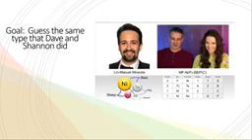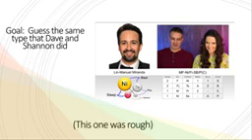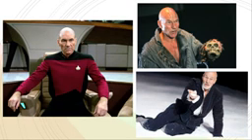The goal of the game is to get the same type that Dave and Shannon did, and this was a tough one, because Patrick Stewart is a really complicated person. He was originally a Shakespearian actor who got picked up and played Captain Picard on Star Trek Next Generation, became very famous for that, and then went on to have a bunch of other roles. He's famous for being exceedingly British and having these intense, very dramatic acting performances, really elevating the art of theater.